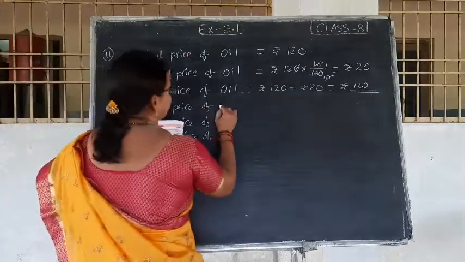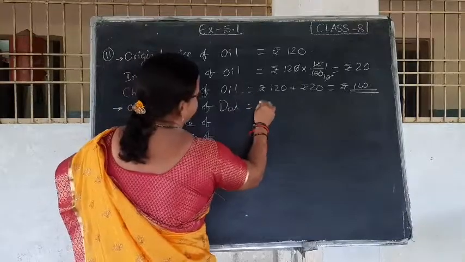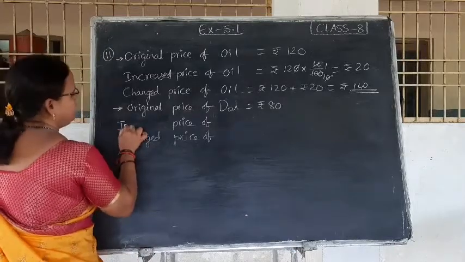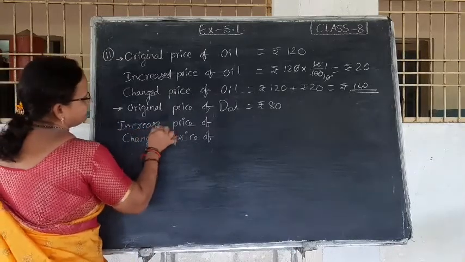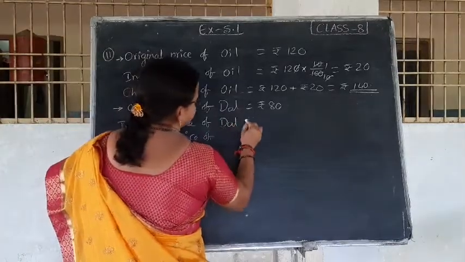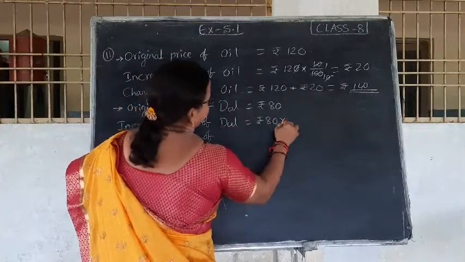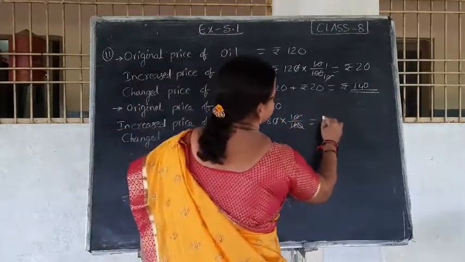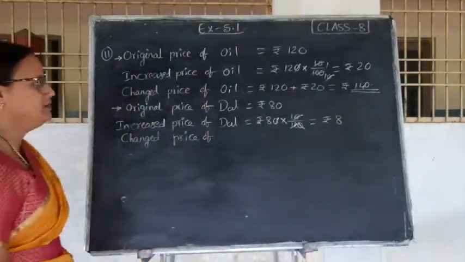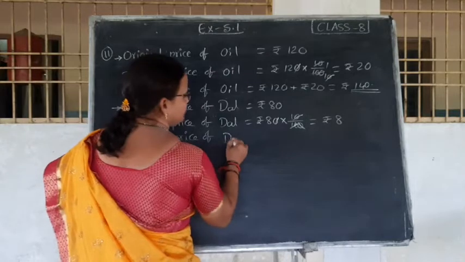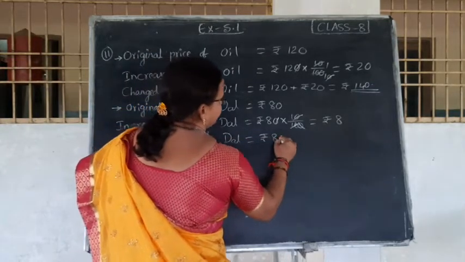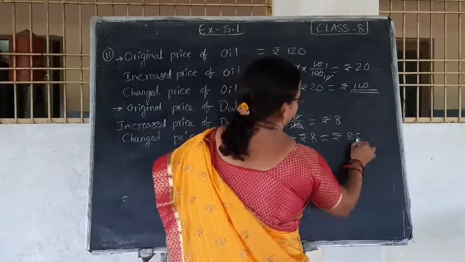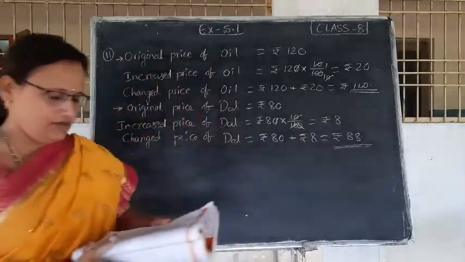Next one is dal. The original price of dal is 80 rupees per kg, and dal is also increased by 10%. So the increased price of dal is original price into 10%, so 8 rupees are increased per 1 kg of dal. So the changed price of dal is original 80 plus increased 8. 80 plus 8 is 88 rupees. Okay, so this is the 11th problem.